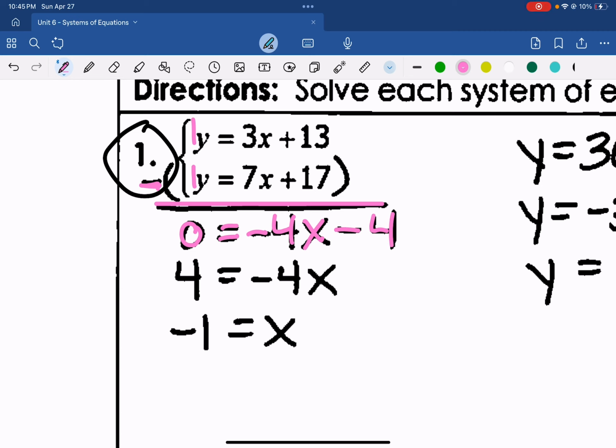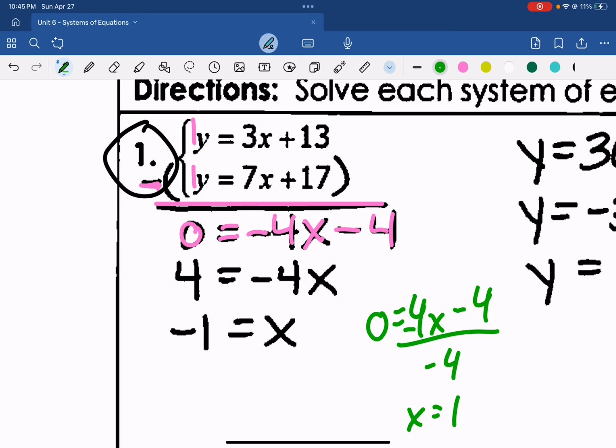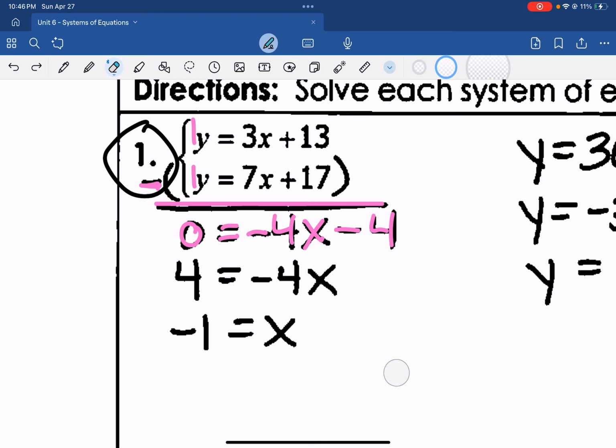So -4x minus 4. Now here's the big mistake I saw a couple people making this last class and in the middle school portion as well. Once we get here, sometimes we say, oh, okay, 0 equals -4x minus 4. And then I say, oh, okay, then I'll just divide by -4 and I'll get x equals 1. No, right? I can't just divide on one side. I have to divide it by -4 on that side.